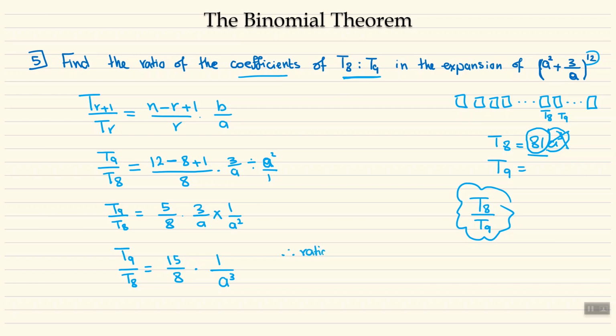So therefore, the ratio of coefficients of T8 to T9 is what? It's going to be T8 over T9. So 8 over 15 is going to be 8 to 15. And what about the variable? We will just ignore the variable. So this variable now is ignored. Why? Because they only ask about the coefficients. And that's the final answer. I hope this one is also clear. And now let's investigate a new type of questions.